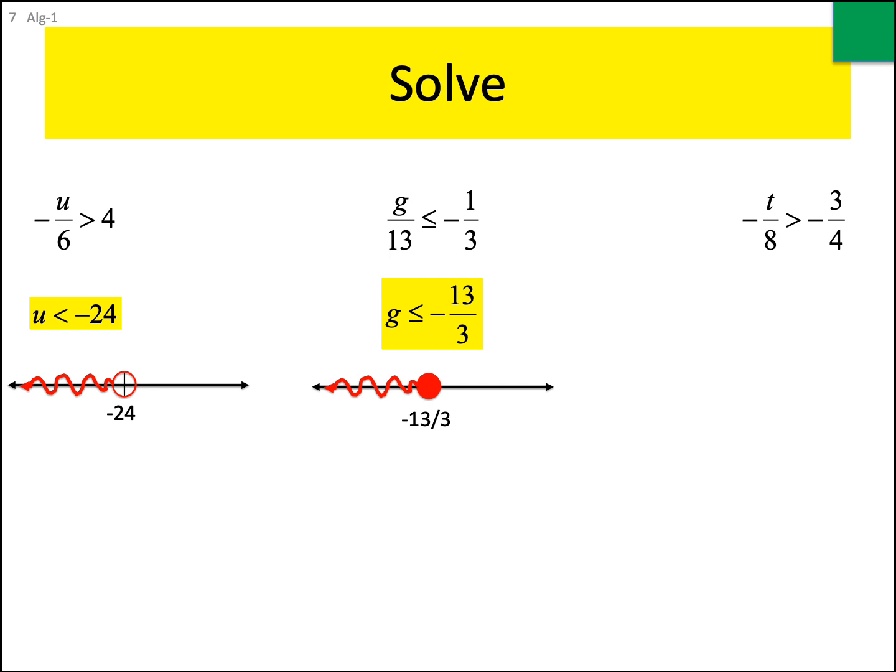And the last one, yeah, I'm multiplying by -8. So I need to flip the inequality. Notice the answer is positive, but I still flip the inequality because it has nothing to do with whether the answer is positive or negative. It has to do with whether you multiply or divide by a negative number. Okay, so this would be what? Open circle, shade left.